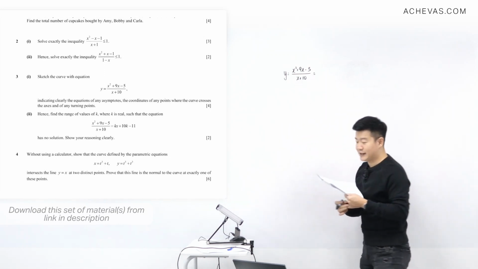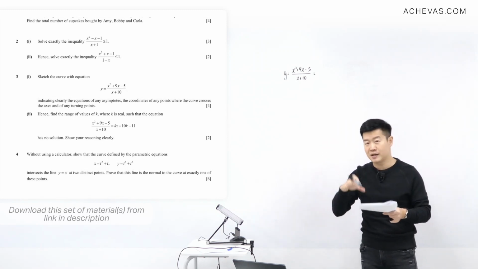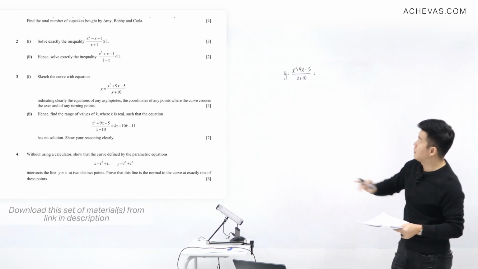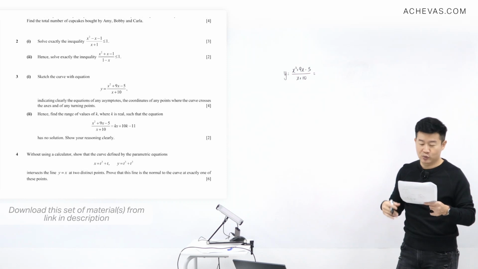And in order for us to sketch this graph, we are actually already expecting that this graph will have an oblique asymptote. I think the vertical asymptote is pretty obvious. It is when x is equal to negative 10. But for the oblique asymptote, we do need to do a long division.